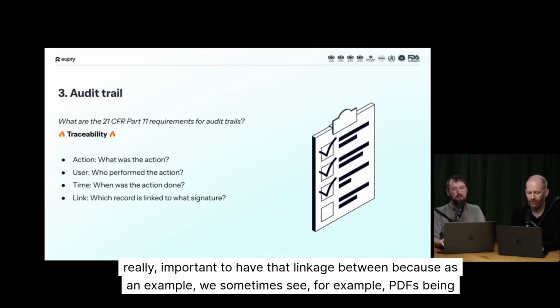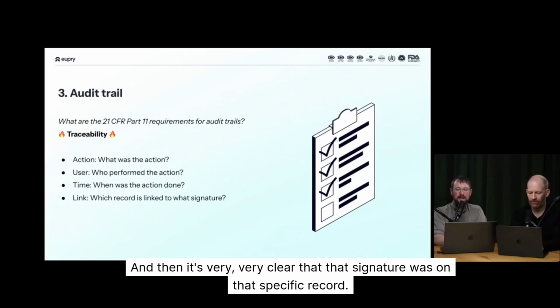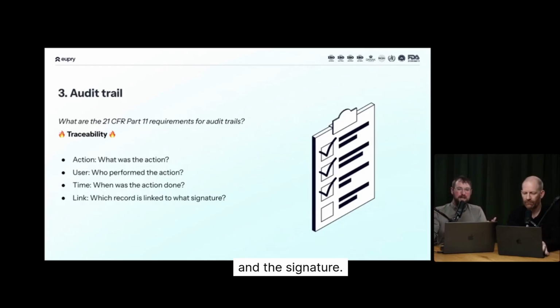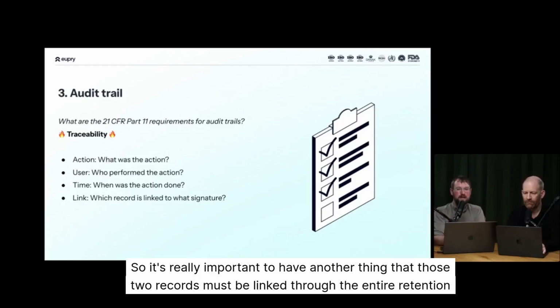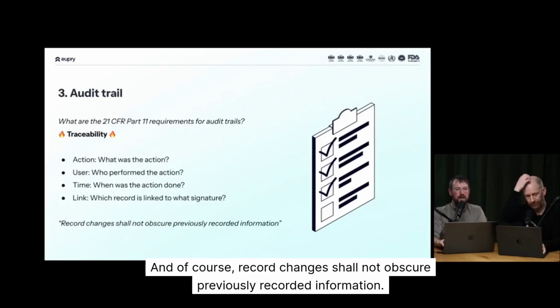It's really, really important to have that linkage between, because as an example, we sometimes see, for example, PDFs being signed in 21 CFR Part 11 compliance, and then it's very, very clear that that signature was on that specific record. But in digital systems, you can have a separation between the record and the signature. So it's really important to have an understanding that those two records must be linked through the entire retention of that document. And of course, record changes shall not obscure previously recorded information.